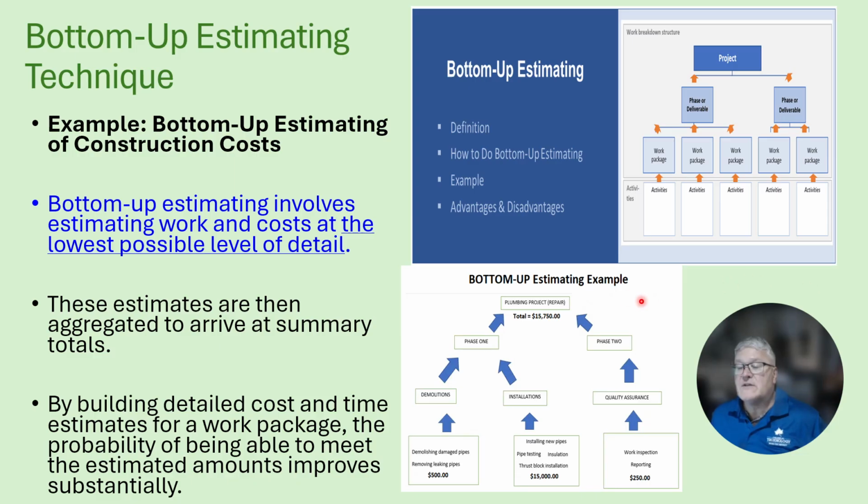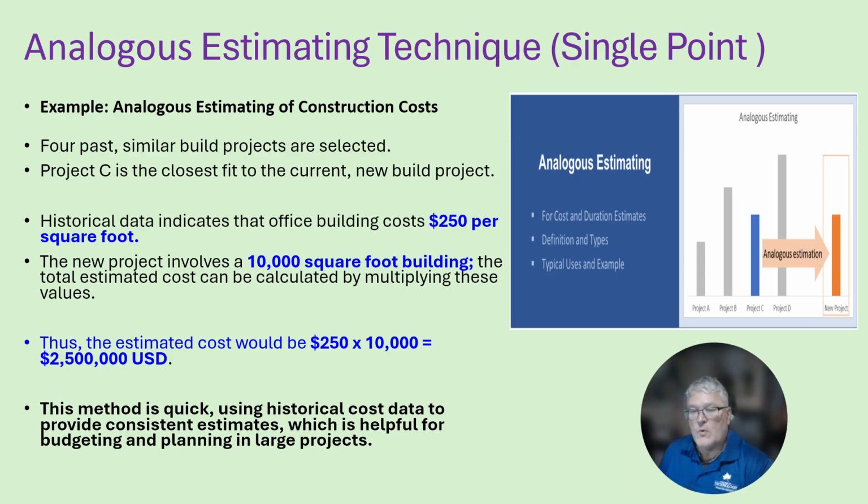Showing you at the bottom, here's an estimate. We're looking at demolishing pipes and removing leaking pipes in this construction project. It looks like this is only going to cost $500. Then we have installation in phase 1. After installing new pipes, doing the pipe testing and the installation, it's going to cost about $15,000. Then phase 2 would be quality assurance, where we do quality inspection, and that's $250. Add all 3 of these together, and the estimate for this is going to be $15,750.